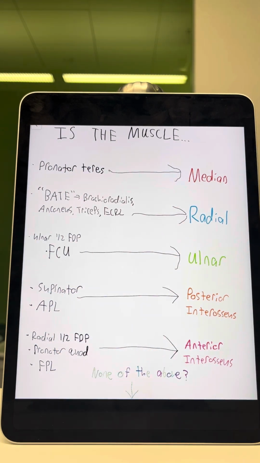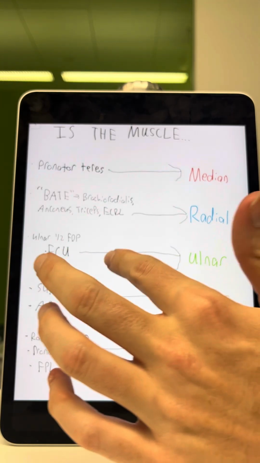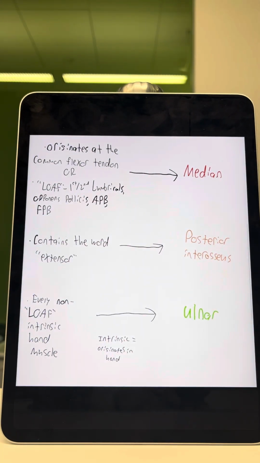All right, so now that you know this list of outliers, let's say you're trying to find the innervation for the flexor carpi radialis. So you check this list and you don't see that specific muscle on this list. So if it's none of the above, you move on to the next part. And these are some of the systems that I use to group each individual muscle together.